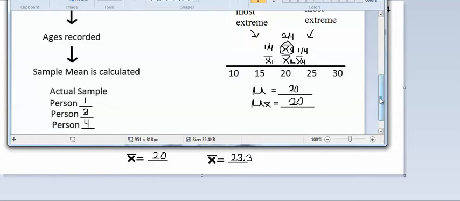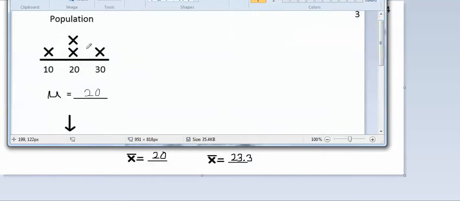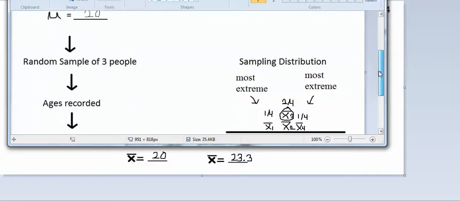After that, you need to select your actual sample of 3 people. To do that, you just take the same 4 pieces of paper with an age on each one, and you randomly draw 3 out of the 4 pieces of paper. Those 3 people will be your actual sample.